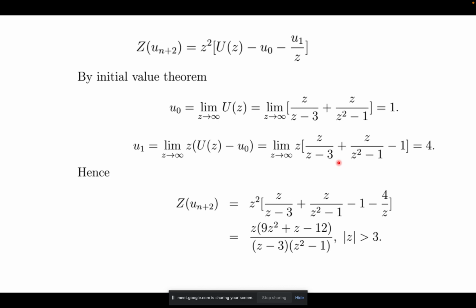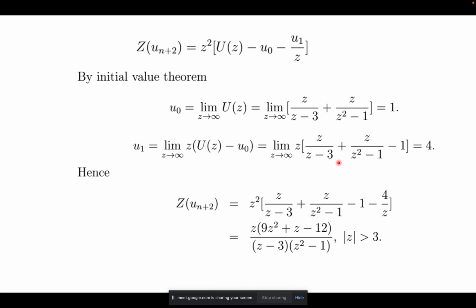So here you need to use the convolution theorem to find the inverse z transform of the capital Uz function. The capital Uz function is given by z square upon z minus 5 and z plus 3, right? And you need to calculate what is the inverse z transform of this using the convolution theorem. So let's see how to do that.